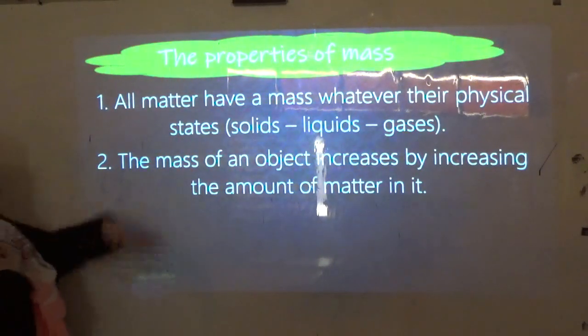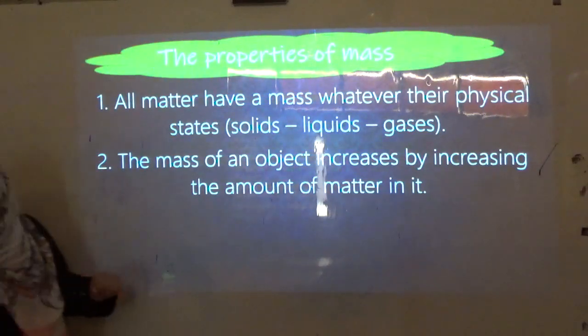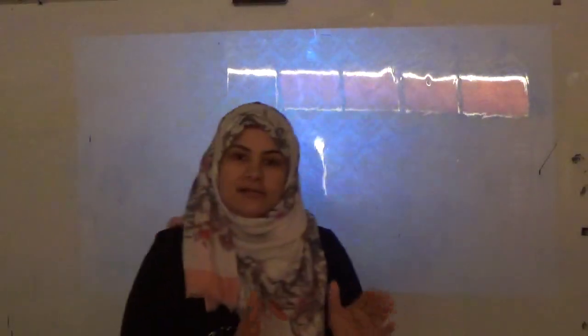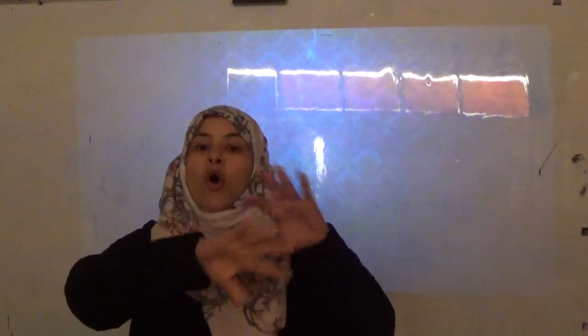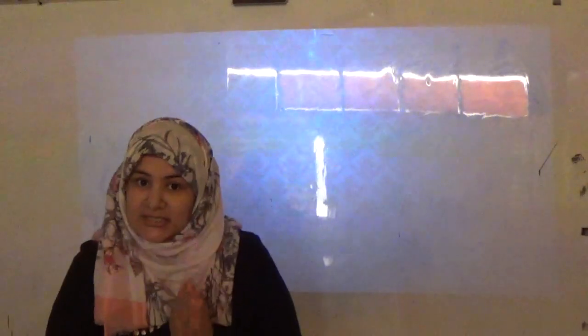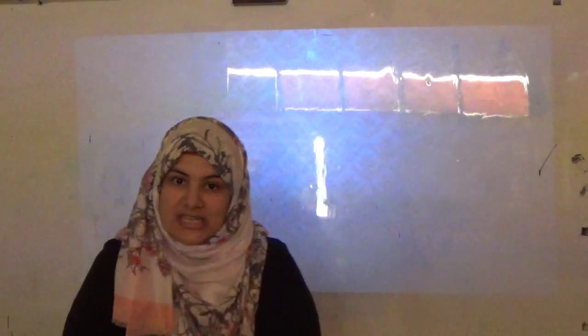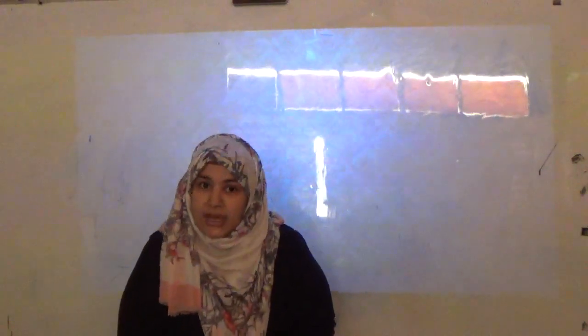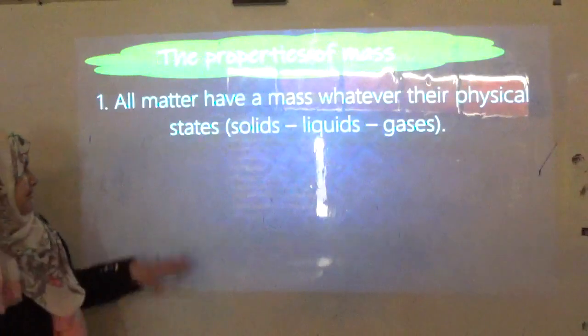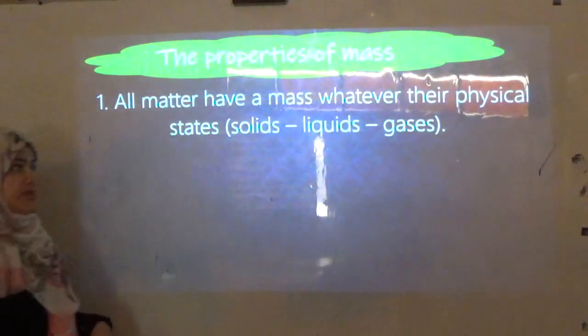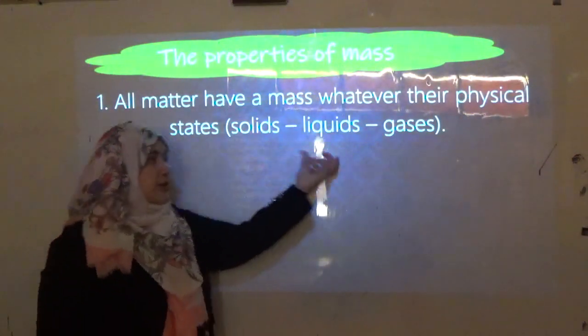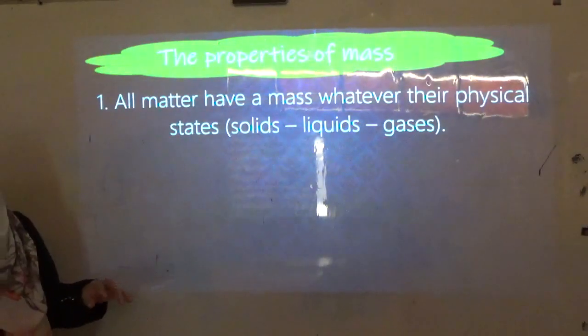But let's go back to the first one. We know that matter has 3 states: solid state, liquid state, and gaseous state. All the states of matter have mass. All matter has a mass, whatever its physical state. So, the first property in mass is all matter has a mass, whatever its physical state. I mean solids, liquids, and gases have mass.